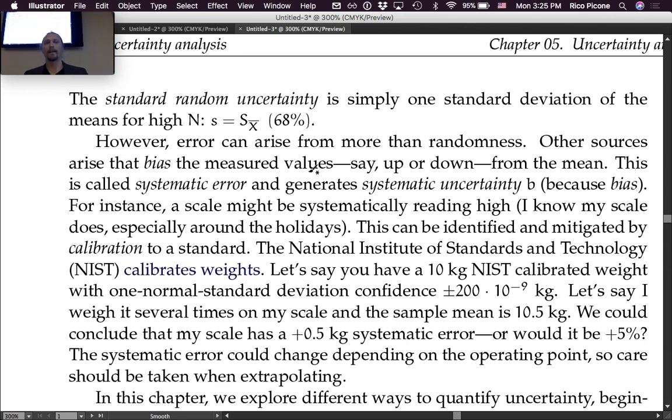All right. However, error can arise from more than just randomness. Okay? Other sources arise that bias the measured values, say up or down, from the mean.